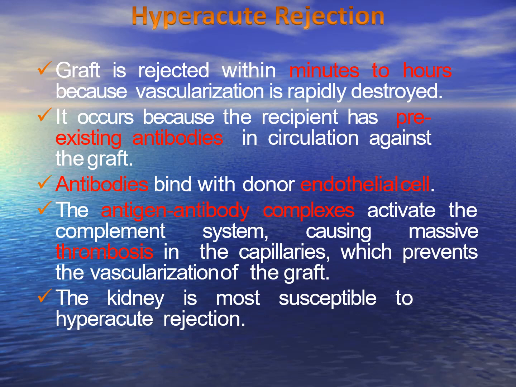The antibodies basically bind with the donor endothelial cells, and the antigen and antibody form complexes, as they usually do, that tend to activate the complement system. There are several components of the immune system. One of them, the innate system, consists of the complement system, and activation of the complement system causes massive thrombosis in the capillaries that prevents the vascularization of the graft. For example, the kidney is the most susceptible to hyperacute rejection.